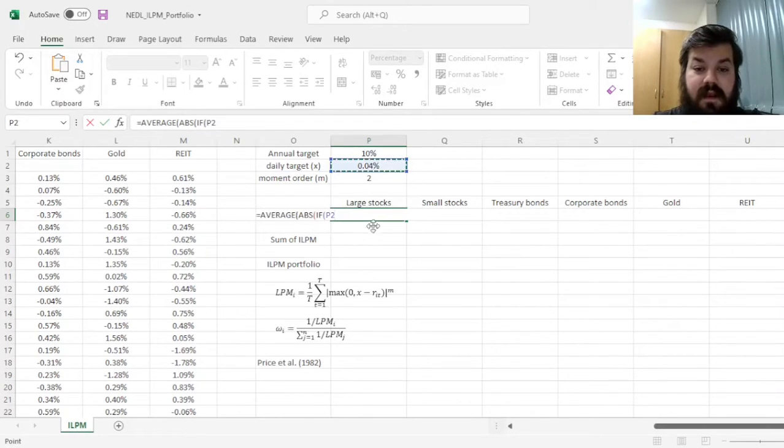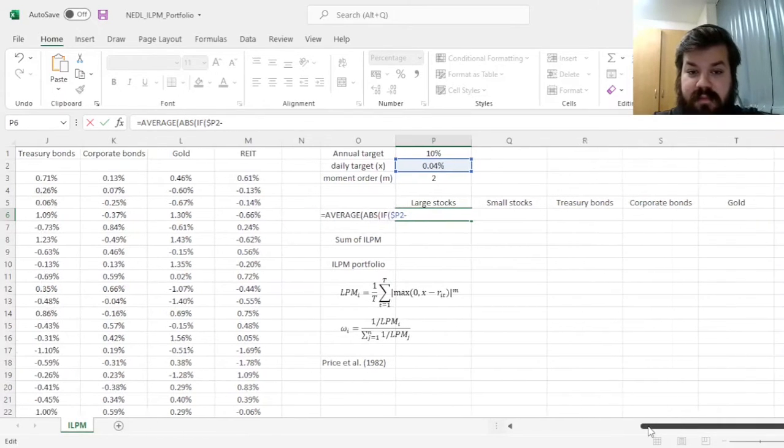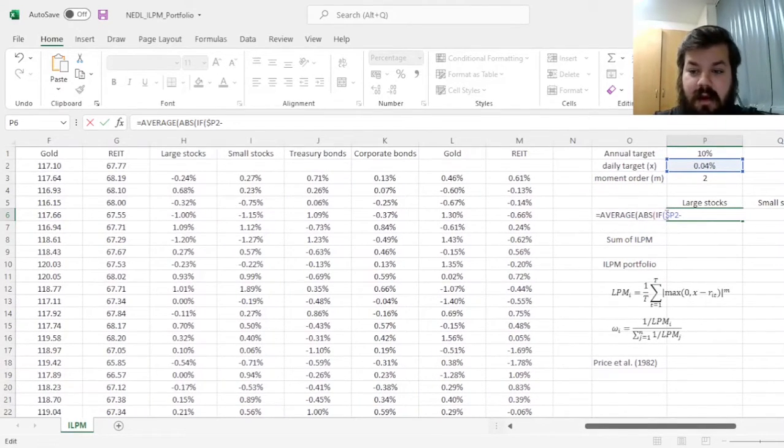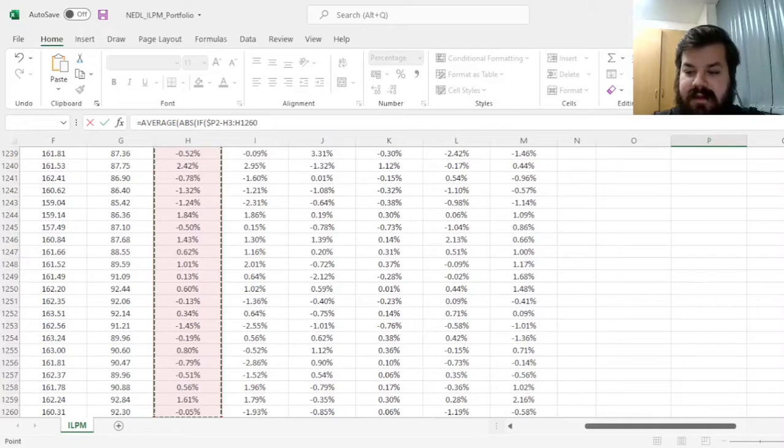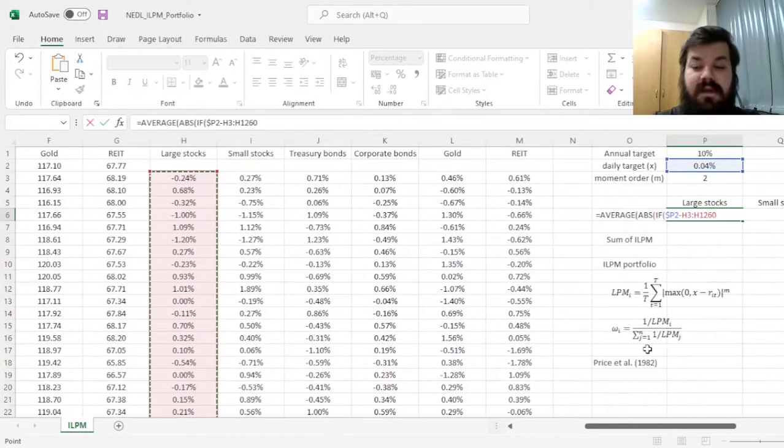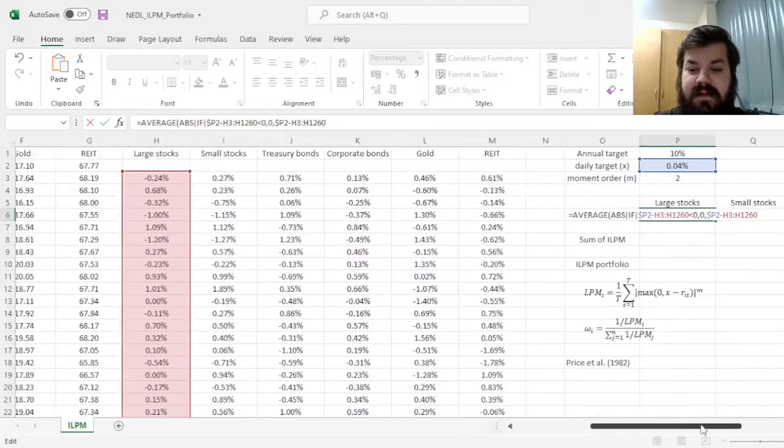Because if our daily underperformance below the target, which would be our daily target with the column locked as the target stays the same for all asset classes, minus an array of daily returns throughout the sample, and if this underperformance is negative, which means that we have not underperformed, we return 0, and we return the expression if underperformance has been noted in this particular day.